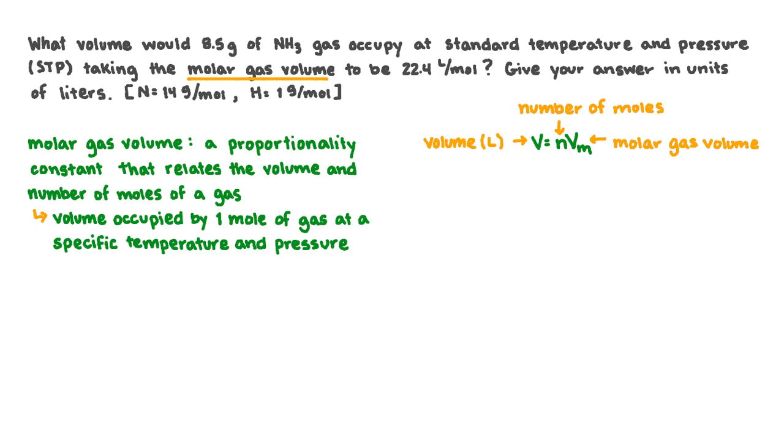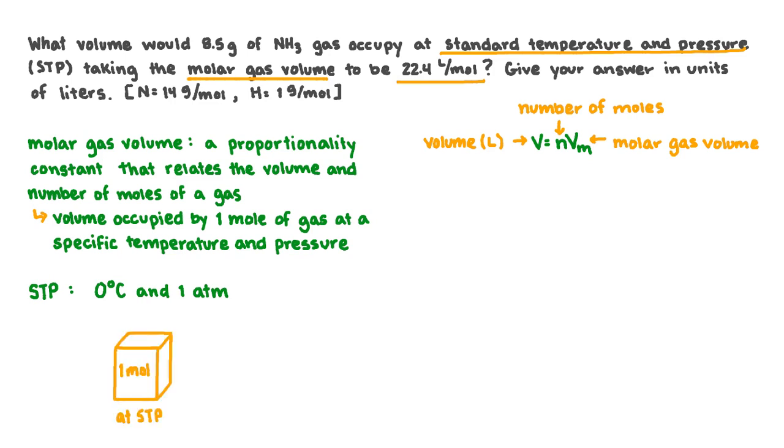In this question, the NH3 gas is at standard temperature and pressure, abbreviated as STP. Standard temperature and pressure are 0 degrees Celsius and 1 atmosphere respectively. We are told that the molar gas volume at STP is 22.4 liters per mole. This means that 1 mole of gas at standard temperature and pressure will occupy a volume of 22.4 liters.